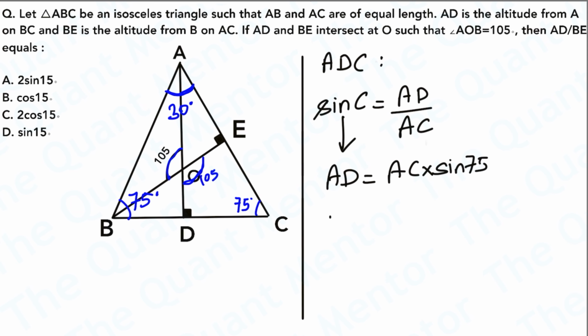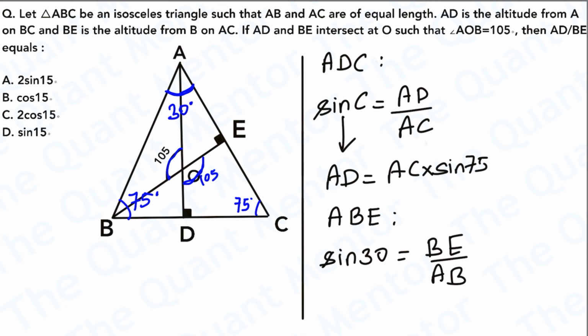And the same way we can apply basic trigonometry in triangle ABE also. ABE being a right angle triangle, sine 30 will be equal to opposite side BE divided by the hypotenuse AB. So from here, I'll cross multiply and get BE is equal to AB into sine 30. AB into sine 30 is AB by 2.